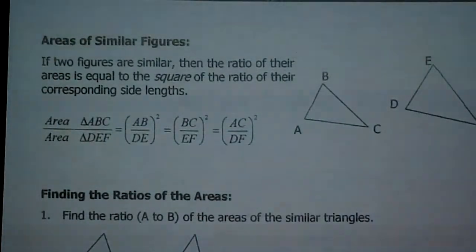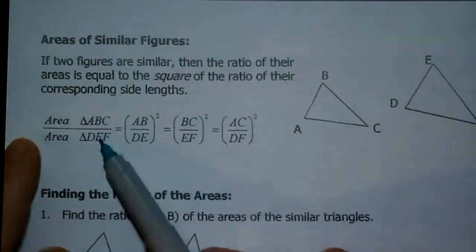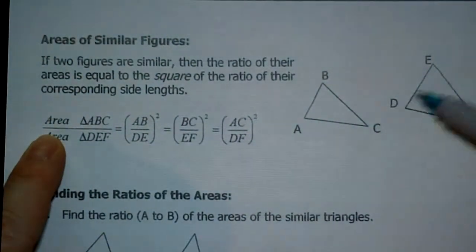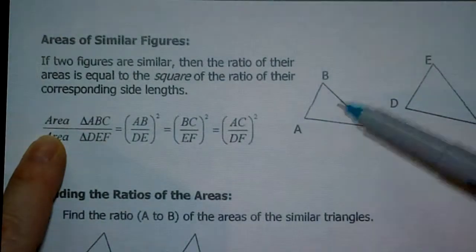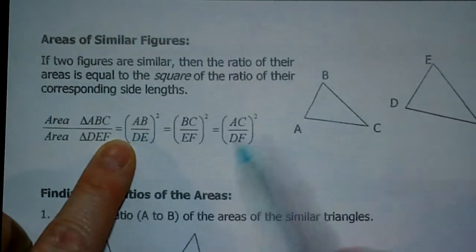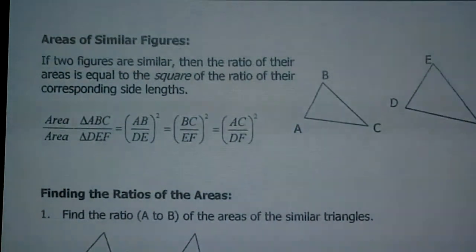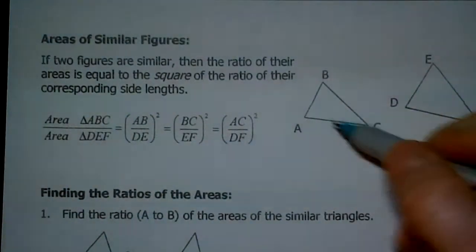Always. So it would make sense. Doesn't it make sense that you'd have to square it? So same thing as before, the ratio of the areas of ABC to DEF, when you find the corresponding side lengths and square them, they're all equal to one another. It doesn't matter which one of the sides you pick to match up, they're all going to give you the same exact answer.